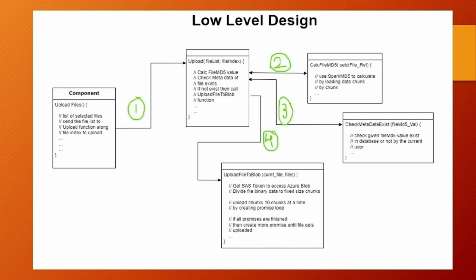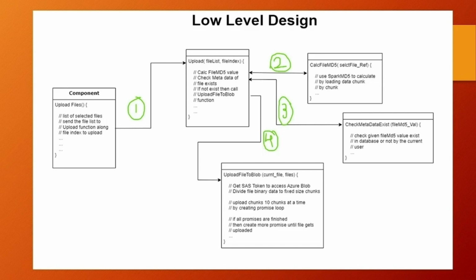Over here, firstly, we calculate the file MD5 value. In order to calculate it, we are using a library called Spark MD5, which helps us calculate a unique hash value by looking at our file content. Now, a file can be very large, right? So we can't load the entire file into memory. For this, we load the data in a chunk by chunk manner, which prevents our web browser from getting stuck or running out of memory.